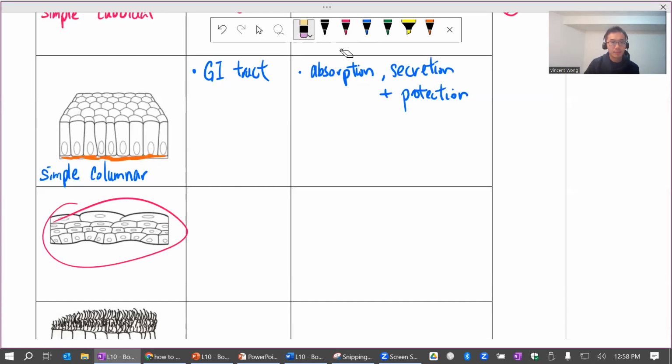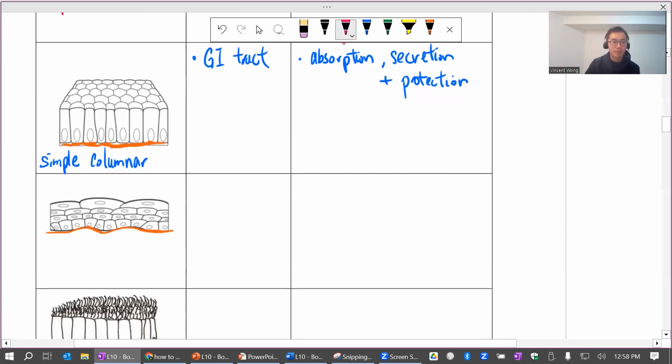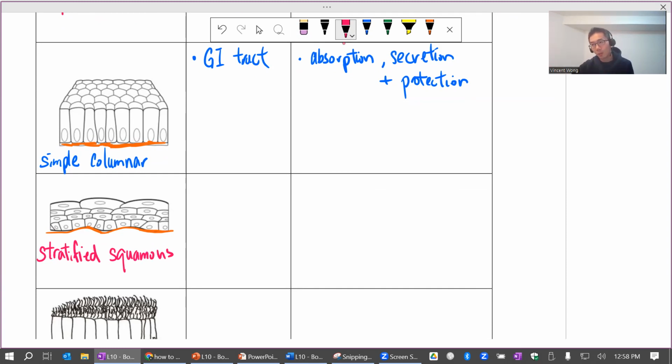How about this? There is your basement membrane as well. There you go. But what should we call this? That's the stratified. That's right. Stratified squamous. Multiple layers of flat cells. The squamous is the only one that has stratified. The other kinds don't have stratified. And this is for protection.